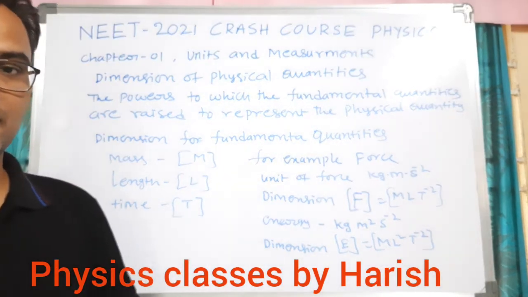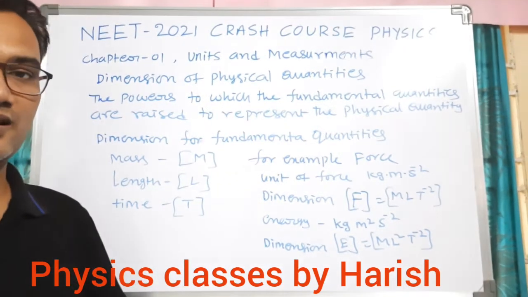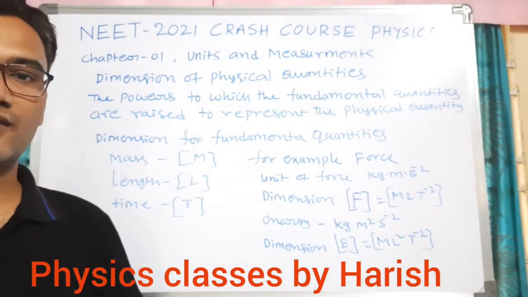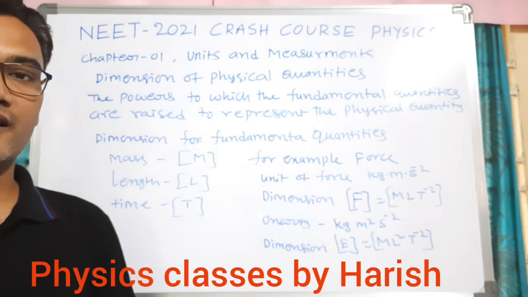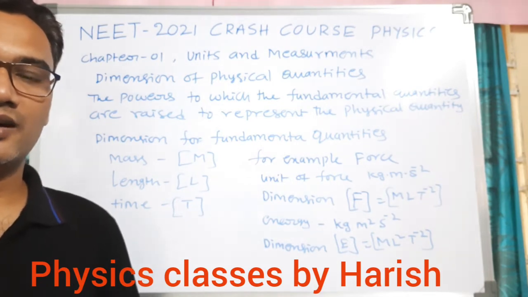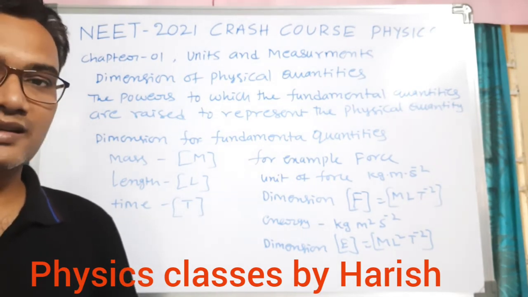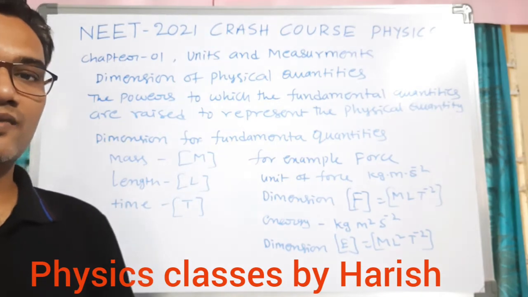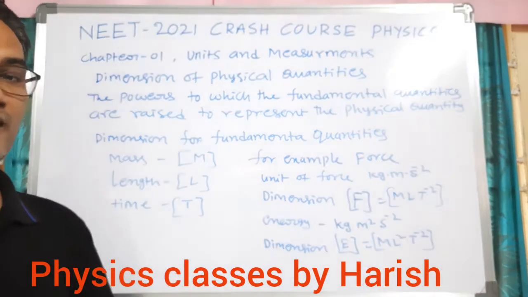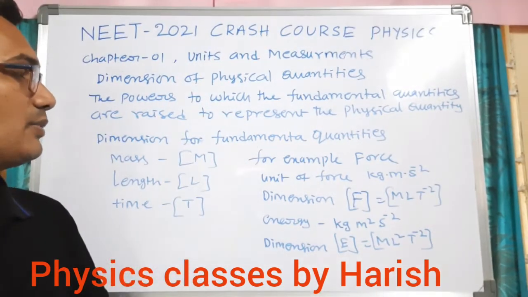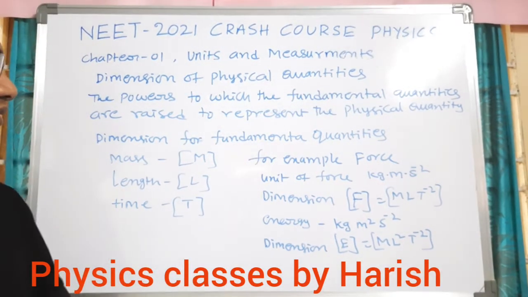Let us take any physical quantity. That physical quantity we have to represent in fundamental quantities, as we know that a derived quantity depends on fundamental quantities, right? So to represent the derived quantity in terms of fundamental quantities, we have to raise the powers of the fundamental quantities. That is nothing but the dimensional formula of the physical quantity.